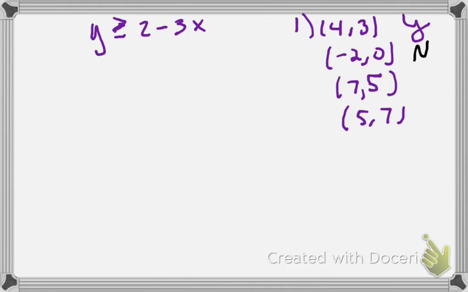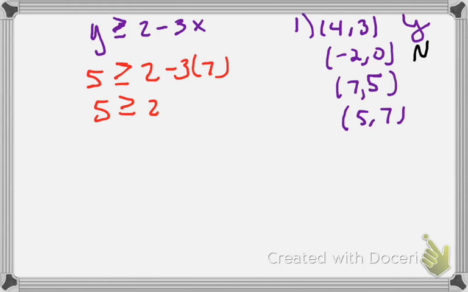We're going to do 7 and 5 now. So 5 is y, so 5 is greater or equal to 2 minus 3 times 7. Remember what I said just a few minutes ago. That's like saying a negative 3 times 7, which is a negative 21. Is 5 greater or equal to negative 19? Is 5 greater than negative 19? Yes, it is.